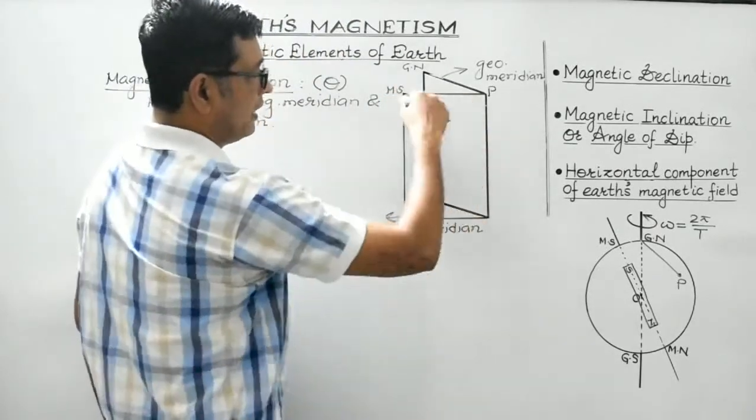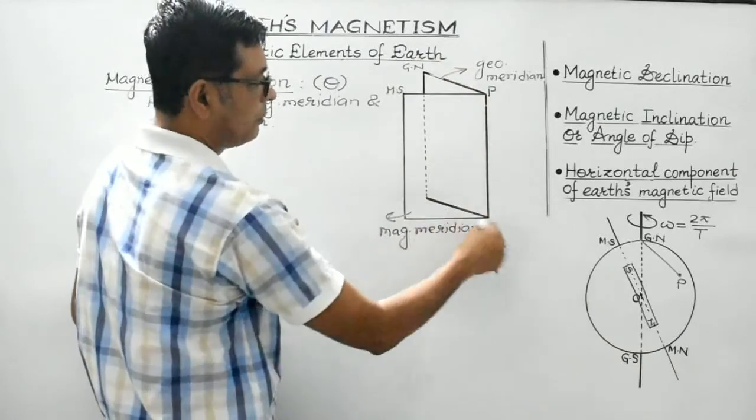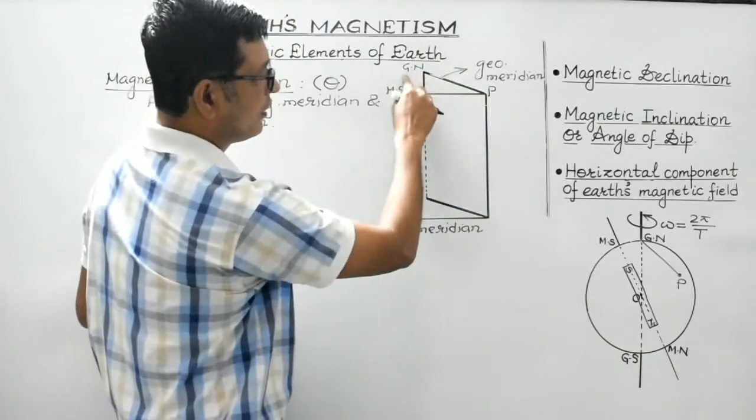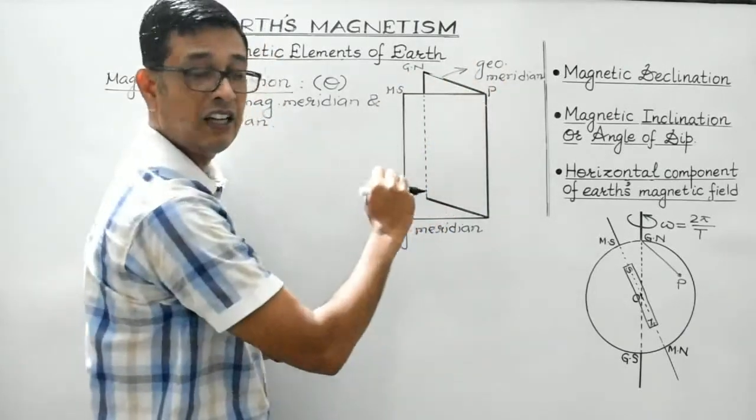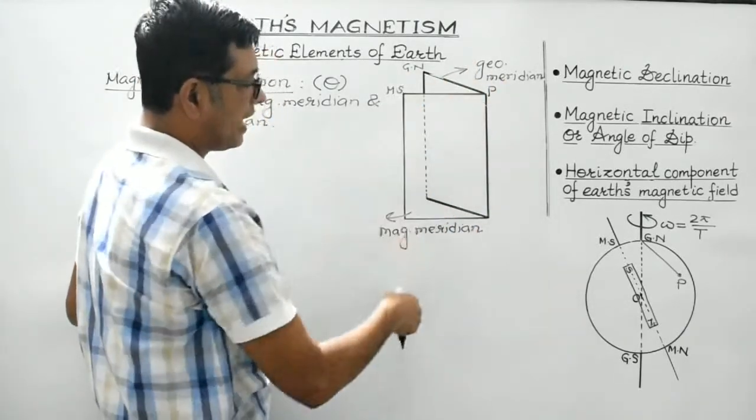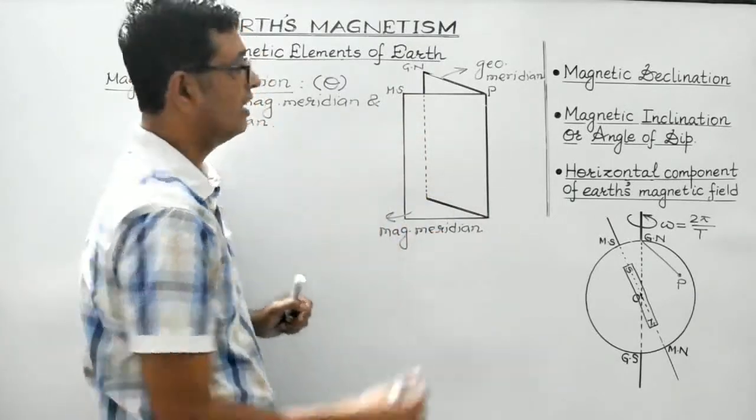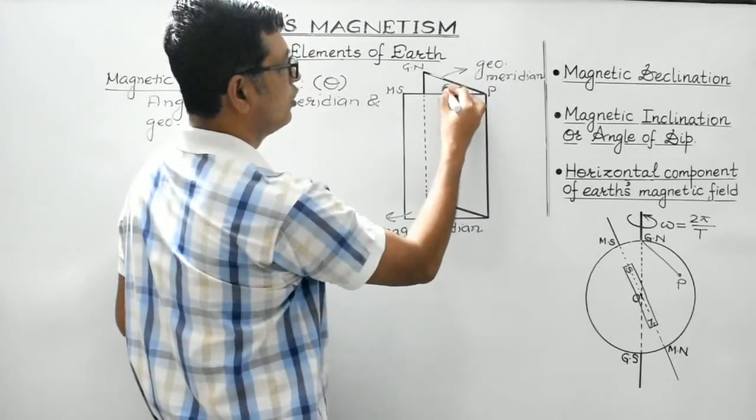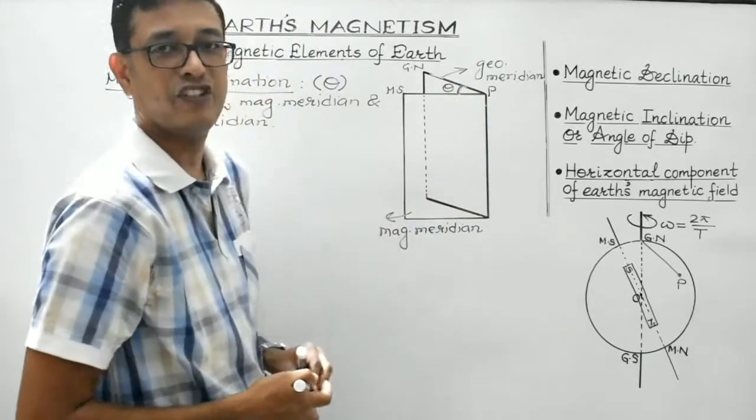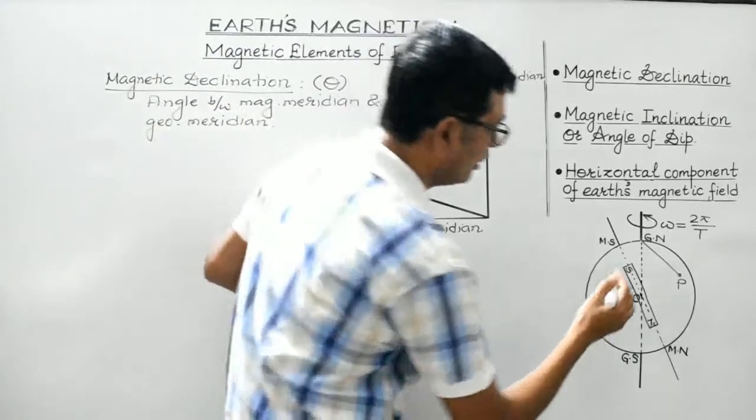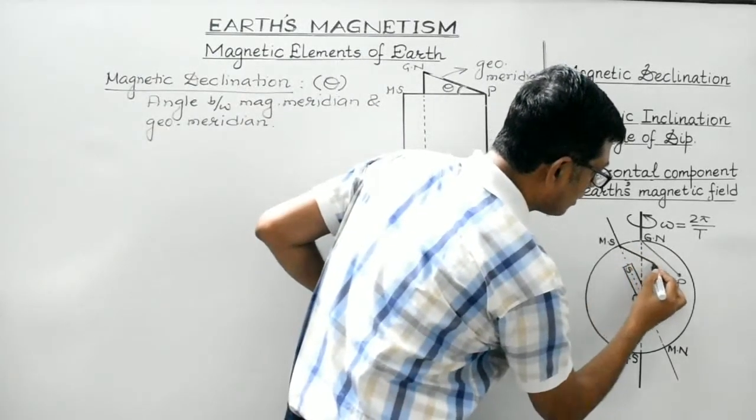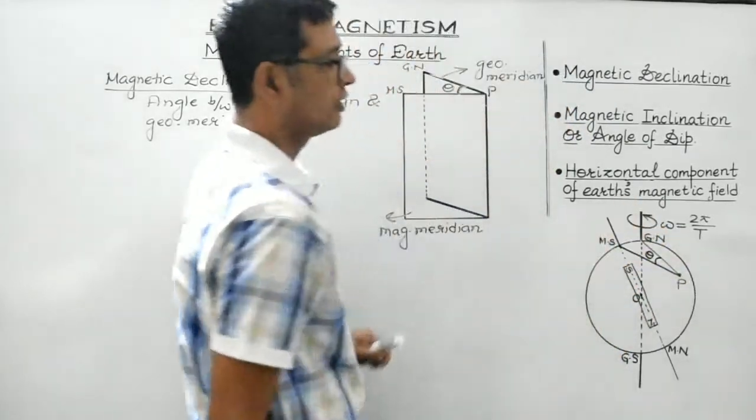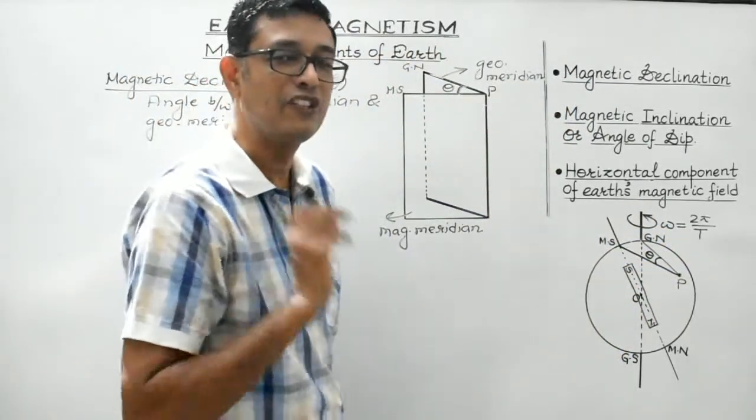This vertical plane contains the magnetic axis, and this vertical plane contains the geographical axis. So the vertical plane containing the geographic axis is the geographical meridian, and the vertical plane containing the magnetic axis is the magnetic meridian. And this is the angle between these two planes, which is known as the angle of declination at that place, right? So here, this is the angle theta. Clear, students? I hope you are convinced now.